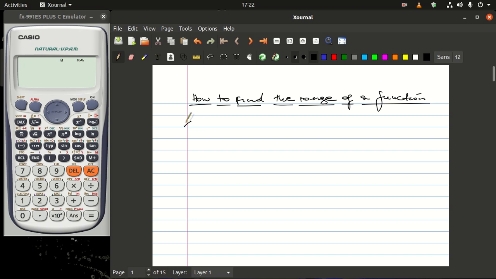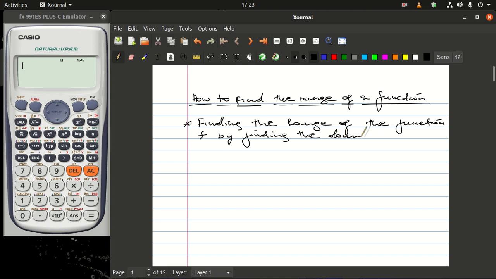So the first one that we'll look at is finding the range of the function f by finding the domain of its inverse. Right. So basically, first we're actually going to find the inverse of a given function. So these are the steps.